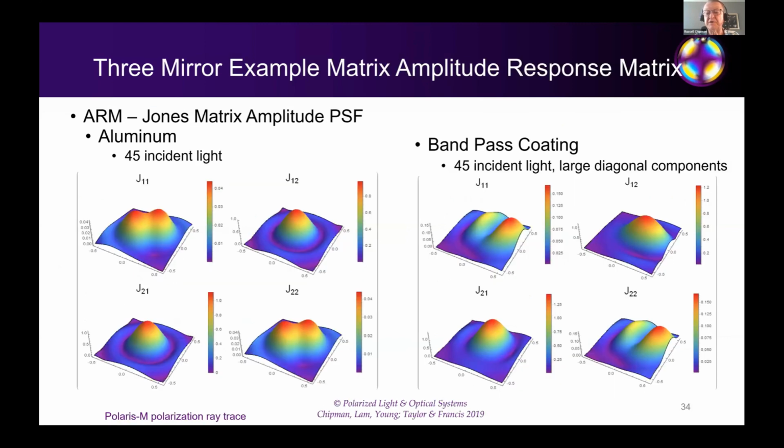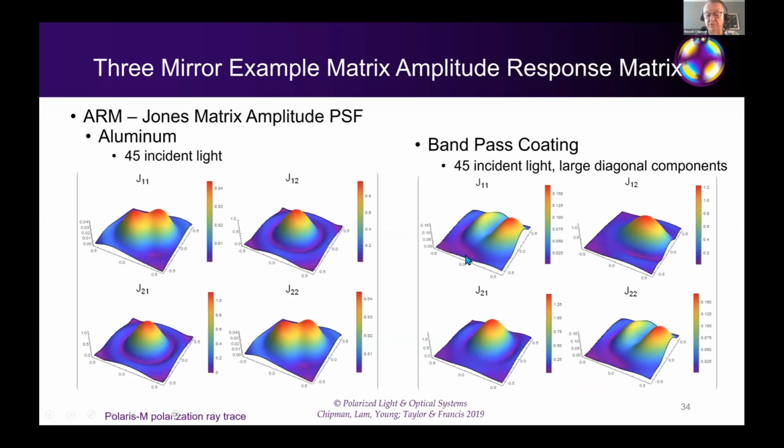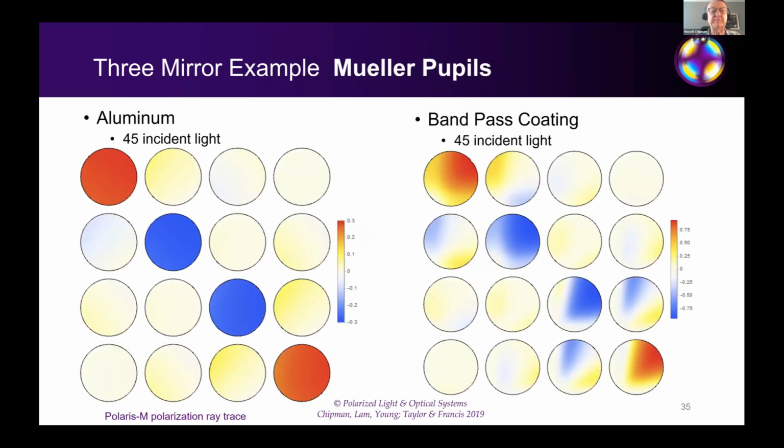But for every different incident polarization state, we're going to get a different point spread function. And so that's all contained within this Jones matrix. We can then convert these Jones matrices into Mueller matrices, and this will give us the Mueller matrix we would measure in the exit pupil. So this is what we usually measure with these Mueller matrix polarimeters.